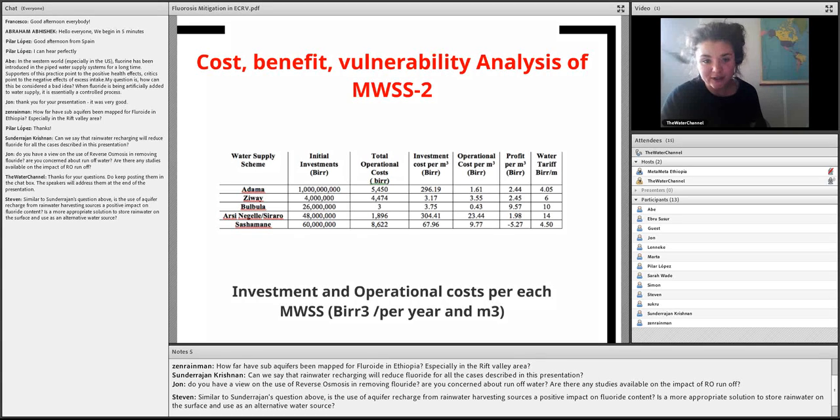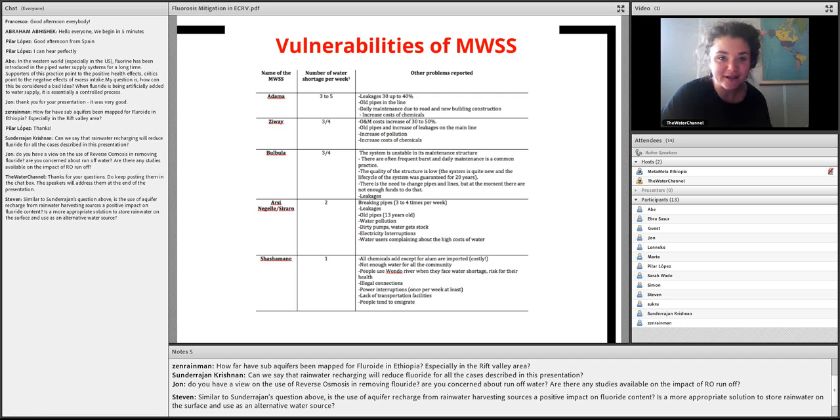It was not really easy to collect this data on the cost of individual multiple water supply schemes, because it was not easy to access systematic and standardized financial reports. Adama required the largest investment cost, probably due to the extension of the Bonji line, and also because of the treatment plant. I'm sorry, I have to go a bit faster to make it in time.